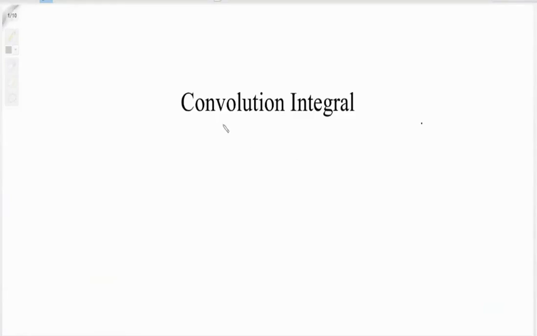Welcome all. So now next topic is convolution integral. Before I go for the convolution integral, I want to cover some basic points. I will just cover some basic points.